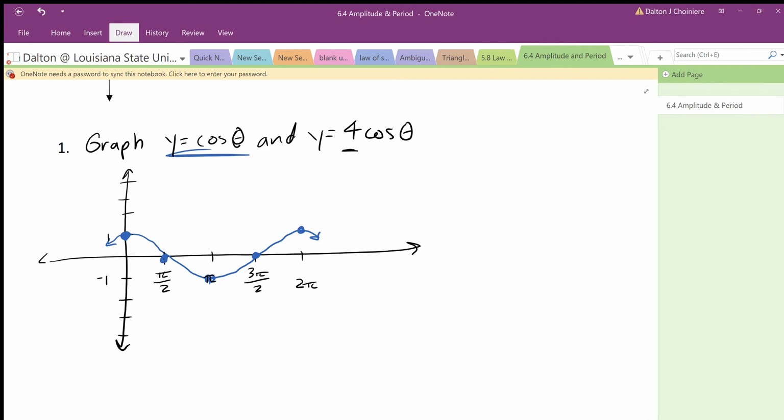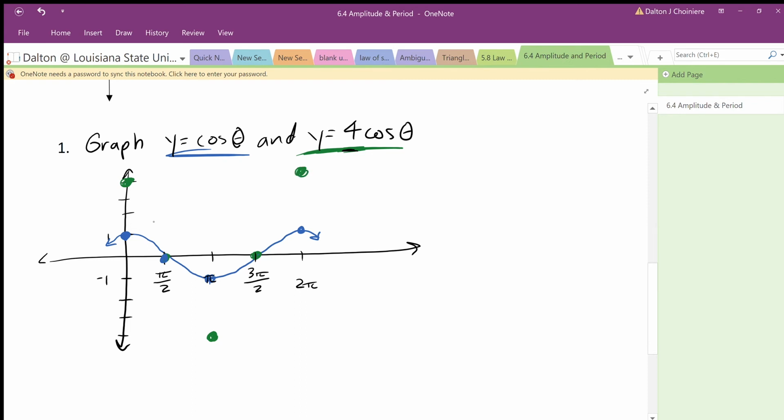The only thing that this amplitude change will do, so if this amplitude is 4, is that those max and min values now will peak out at 4 and -4. So instead of y equals 4 times the cosine of theta starting out at 1, it's going to start way up here at 4. Okay, then it's going to hit 0, just like this one does. Then instead of a min of -1, it's going to have a min of -4, back up to 0, back up to +4.